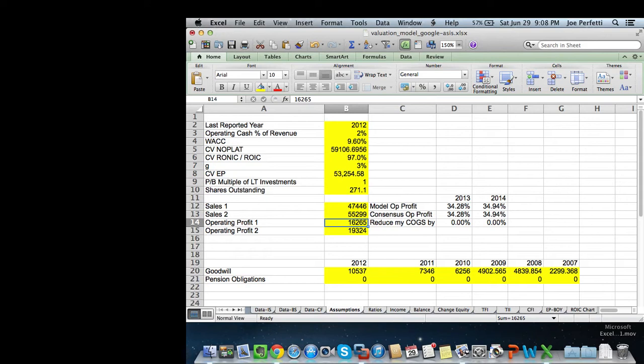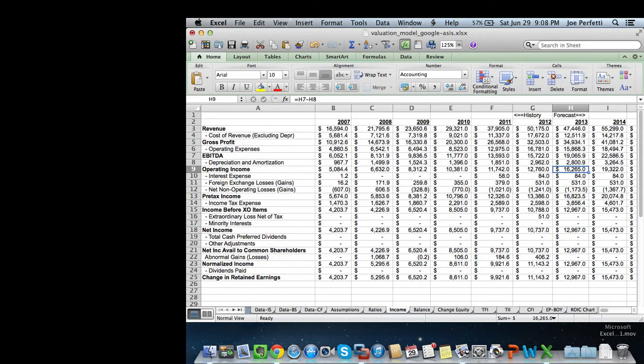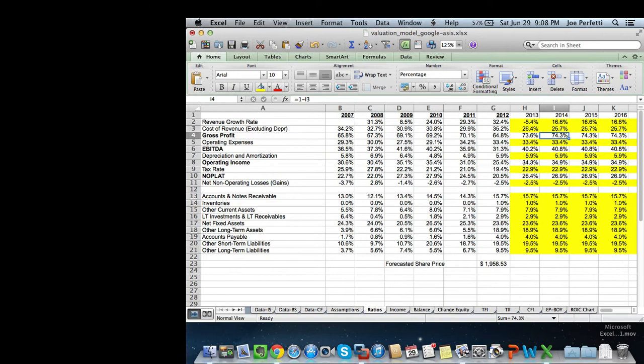So again, 19,324. Pretty close. 19,322. I'm going to call it close enough for rounding. Everybody see what we just did? As I said, if I wanted to go the next couple years, I could do so. But essentially, what I've done is I've now put in the first 2 years' worth of consensus.